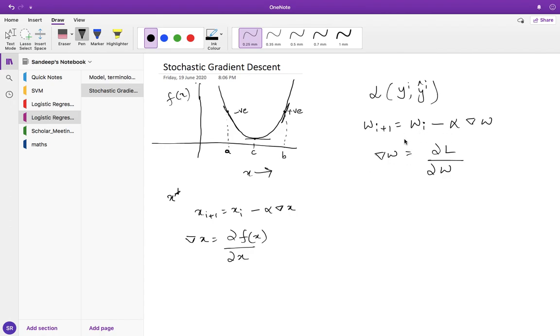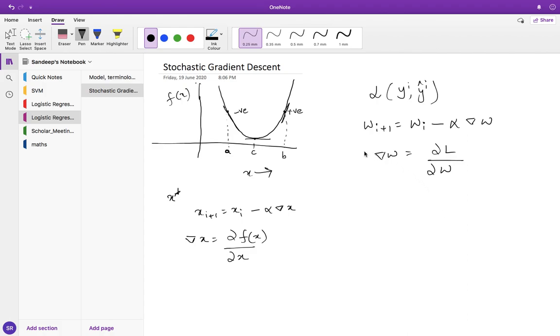So we are supposed to compute this dou L by dou w. So this is our goal. In this we will be using the derivation of computing the weights in logistic regression. So let us see how this can be derived in the next part.